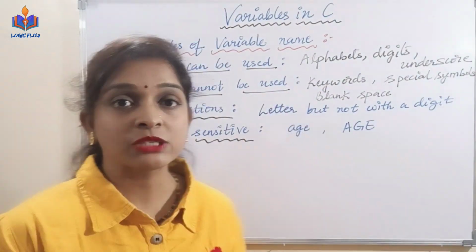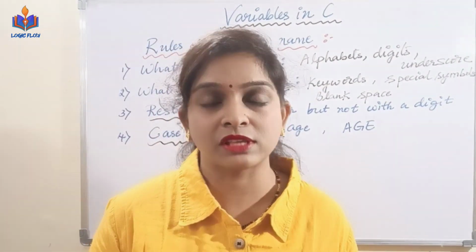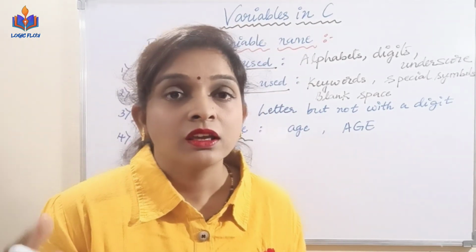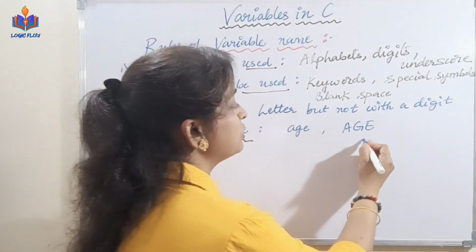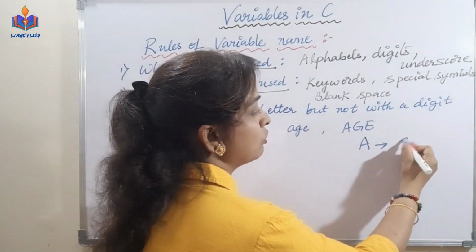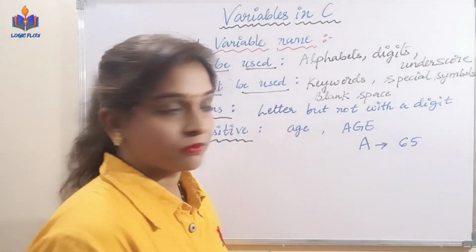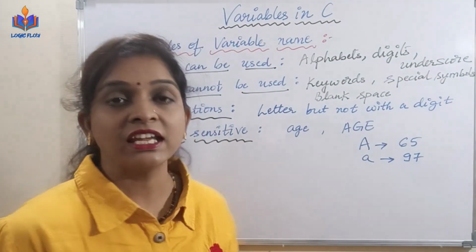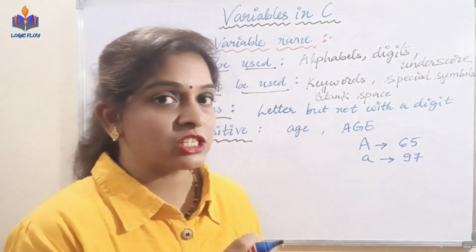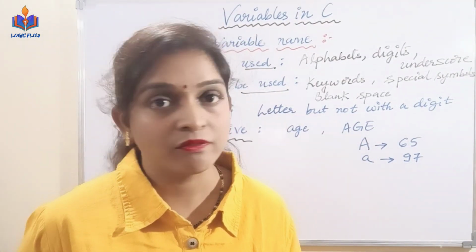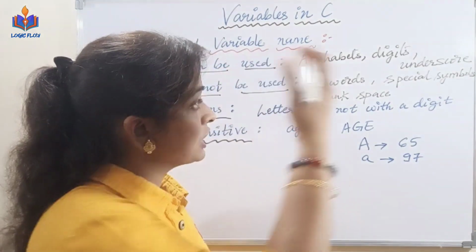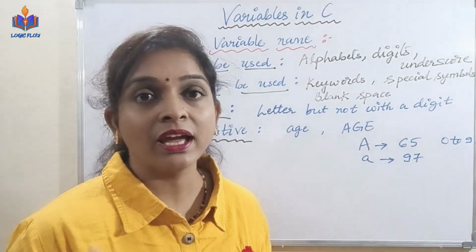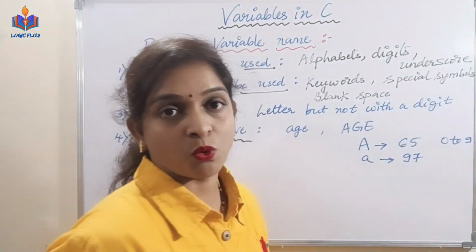The first rule says what we can use. I can use alphabets A to Z, uppercase and lowercase, both with different meaning. Because uppercase A has the ASCII value that starts from 65, and lowercase a starts with the ASCII value 97. So each and every case has its own unique ASCII value. When I say digits, I can use 0 to 9. And the only allowed special symbol is underscore.